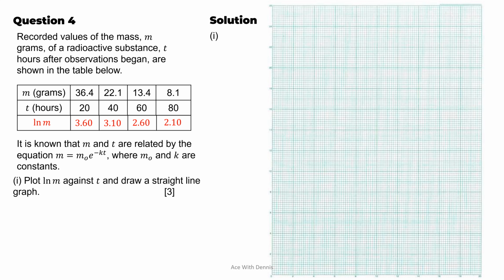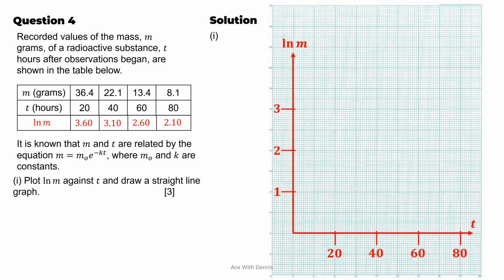Then we can start to plot a graph. So this is an A4 size graph paper. So first we draw the x-axis, which is in terms of T, and the y-axis, which is ln m. Then we can label this x-axis, which is 2 cm to 20 units. So 20, 40, 60, and 80. For the y-axis, which is ln m, we can take 2 cm as 1 unit. So this is 1, 2, 3, and 4.